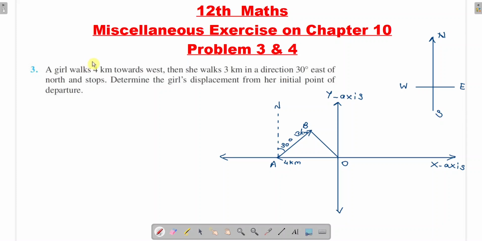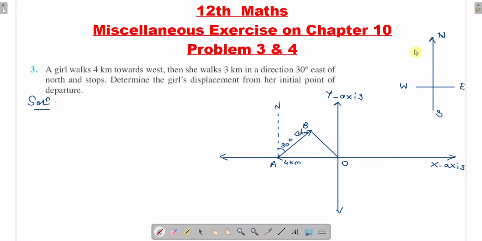Let us continue with the miscellaneous exercise on chapter 10. So the third problem is: a girl walks 4 km towards west, then she walks 3 km in a direction 30 degree east of north and stops. Determine the girl's displacement from her initial point of departure. Okay, so let us solve this problem.